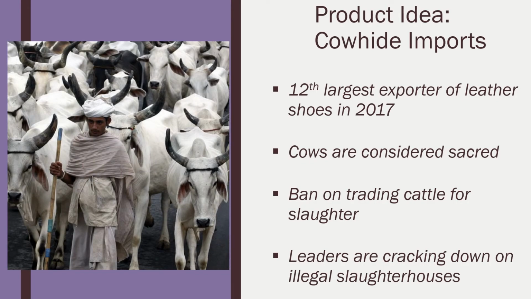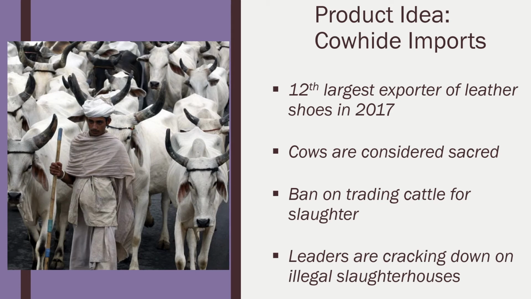India was the 12th largest exporter of leather shoes in 2017, exporting $1.4 billion, which was 2.7% of the world total of leather shoe exports. Total leather good exports from India were over $3 billion from April to October 2018. However, because the cow is a sacred religious symbol for many people in India, government leaders began cracking down on illegal slaughterhouses and have also banned the trading of cattle for slaughter. Many Indian leather businesses can no longer source hides for their leather products, forcing them to close their doors.